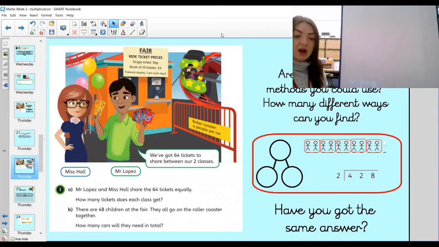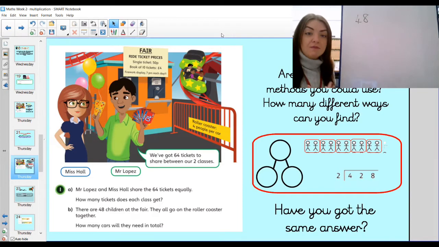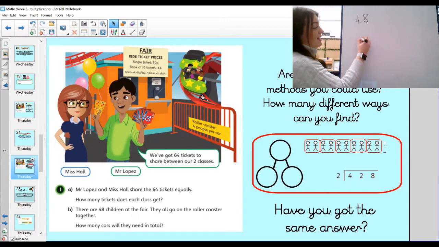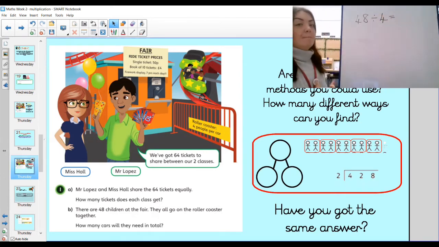Okay, so we're going to go for question B now. There are 48 children in total, and I am then going to put them into those cars to see how many cars I would need. So how many children can go in each car? Have a little look at the picture there. 4 children in each car. Okay, so to work out how many cars I need, I would need to divide 48 by 4 to give me the amount of cars that I would need.